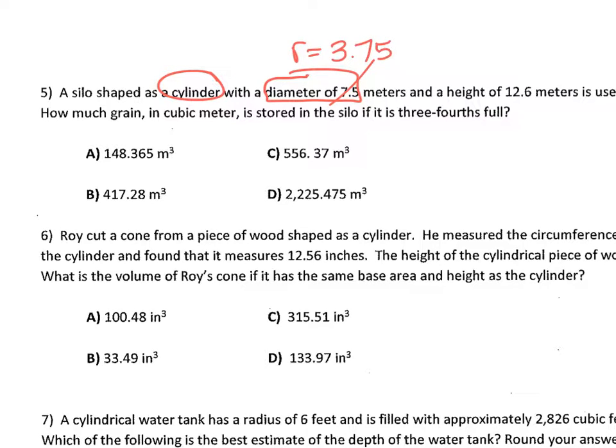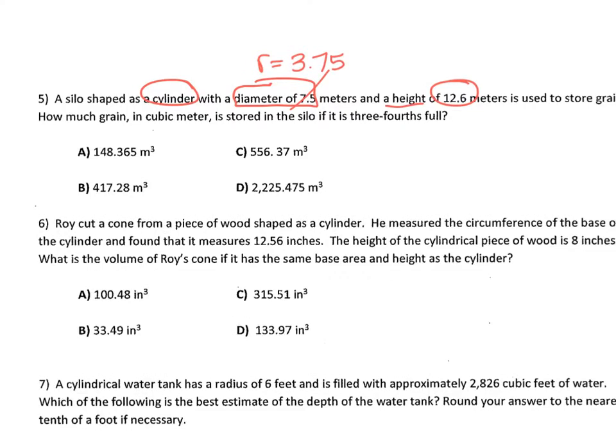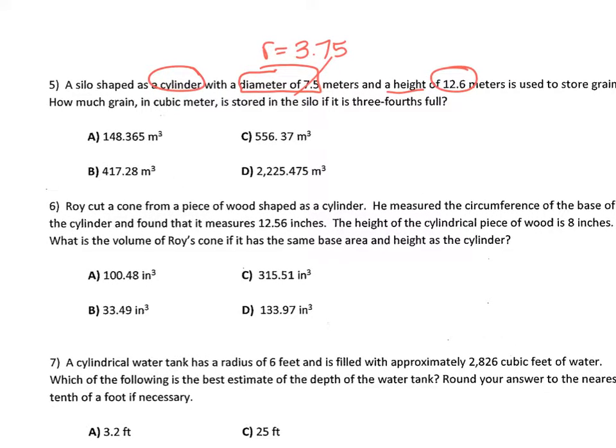Good, so 3.75 meters, and a height of 12.6 meters is used to store grain. How much grain in cubic meters, so volume, is stored in the silo if it's 3/4 full?